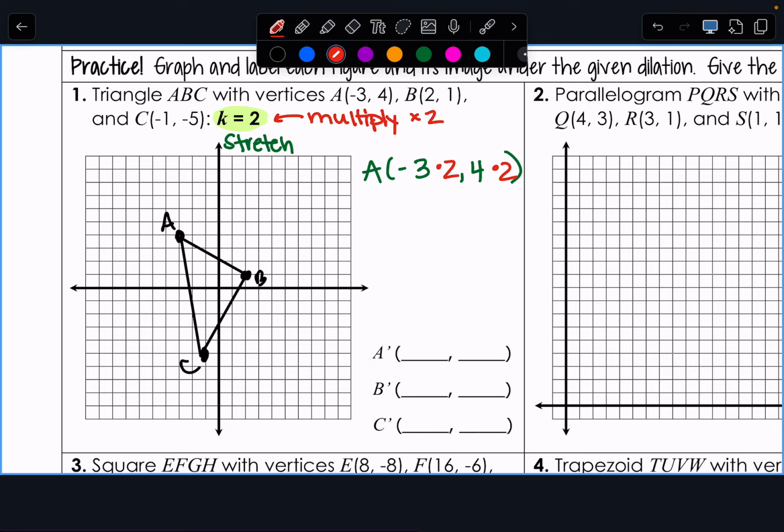Sorry, Mia. Okay, so what's our new A coordinate? Negative 6, 8. I literally took the A coordinate, multiplied both x and y by 2, and then I'm going to plot the new point. That's why the graph is there. But I numbered your x and y axes for you. You're welcome.